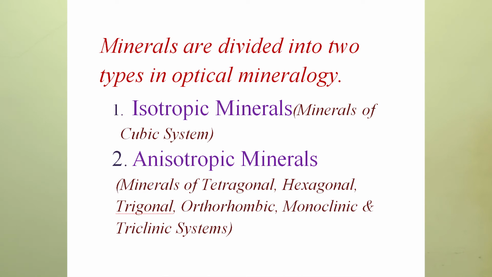And coming to the differentiation of uniaxial and biaxial minerals. Anisotropic minerals are again divided into 2 types: uniaxial and biaxial. Uniaxial minerals have only one optic axis: minerals of tetragonal, hexagonal and trigonal systems. Biaxial minerals have two optic axes: orthorhombic, monoclinic, triclinic. So have this in your mind.